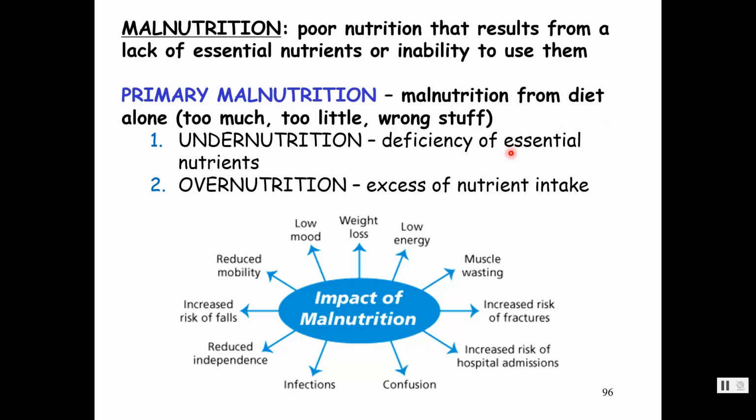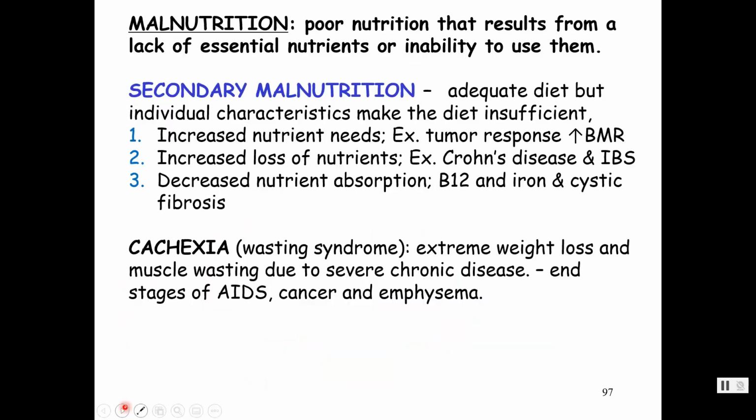So you can have undernutrition, so you have a deficiency of those essential nutrients, or you can have overnutrition where you're having that excess of nutrient intake. But we know when someone is malnourished, it's going to have an effect on energy. You're going to get muscle wasting, increased fractures, just basically disease, increased risk of hospitalization, falls, reduced mobility, and it can affect your mood, and also affects the immune system, so increased infection. So we know it's not good to be malnourished.